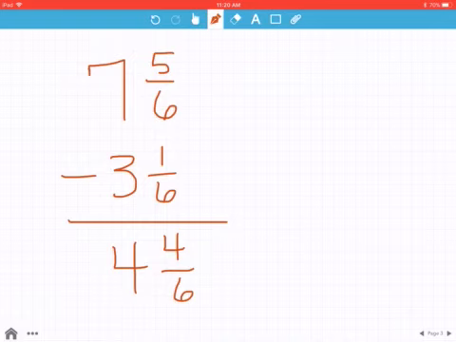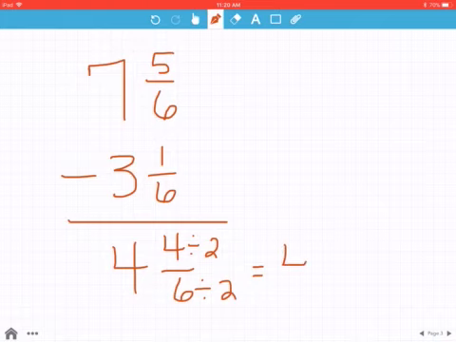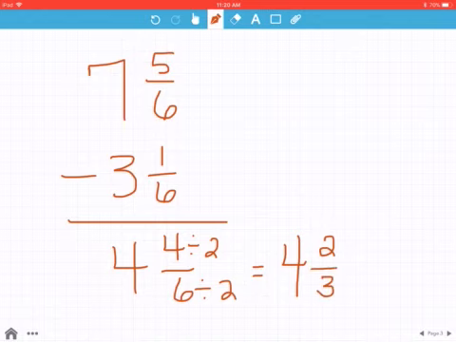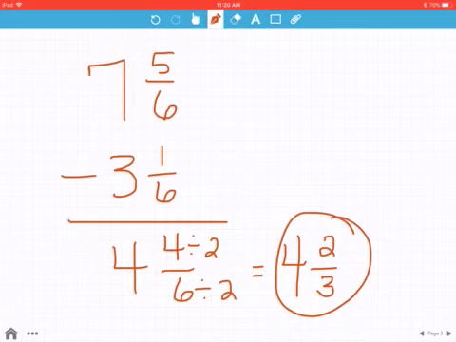Is this in simplest form? 4 and 6 are both even numbers, so I know it's not in simplest form. Divide each of them by 2. My whole number is still going to be 4, but now my numerator is a 2, because 4 divided by 2 is 2, and my denominator is 3. 4 2/3 is in simplest form.